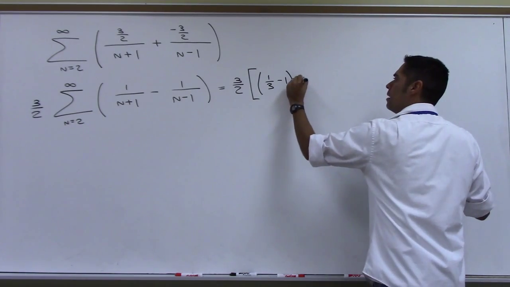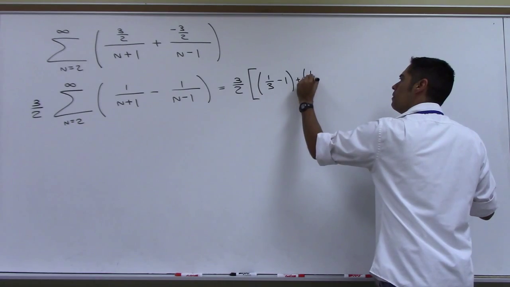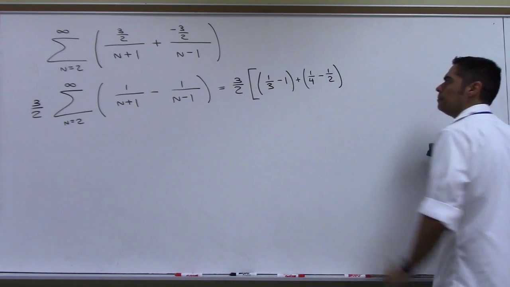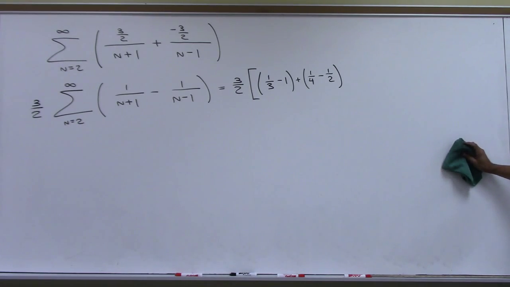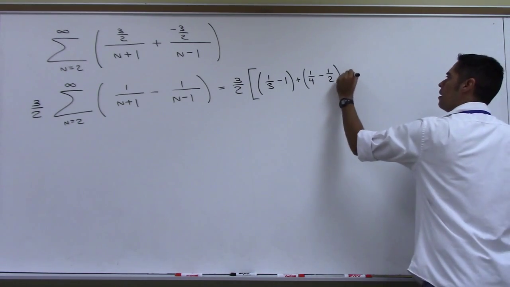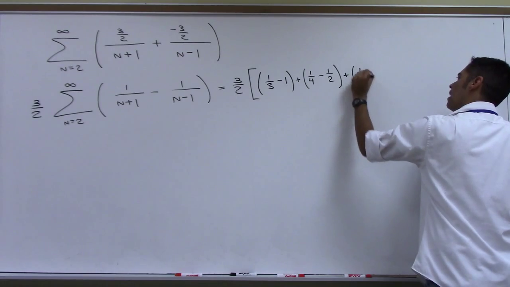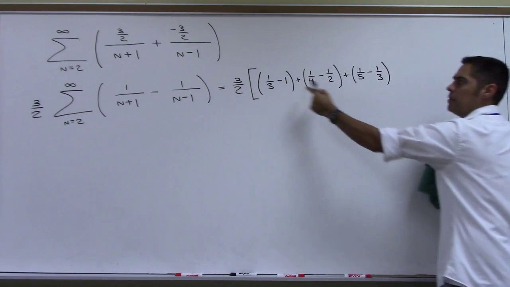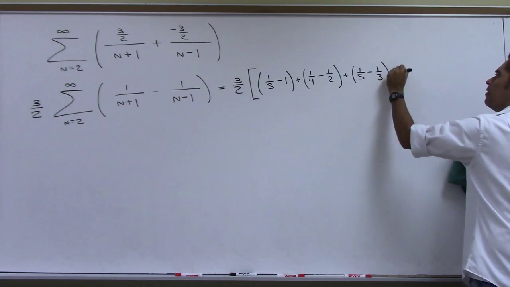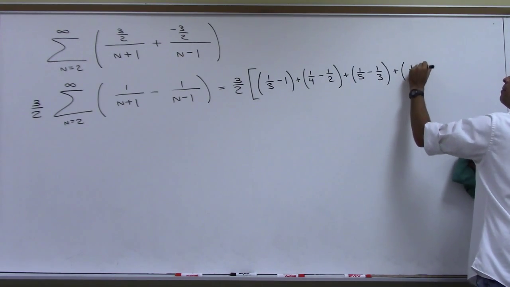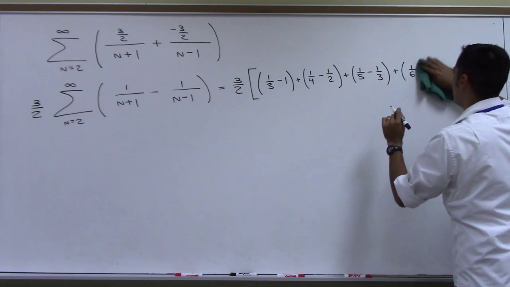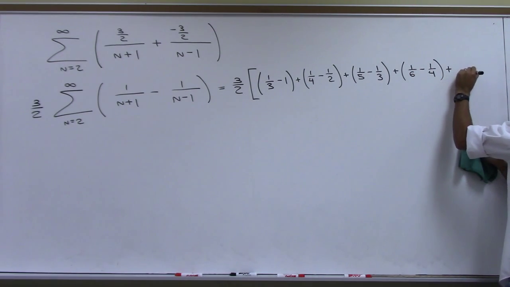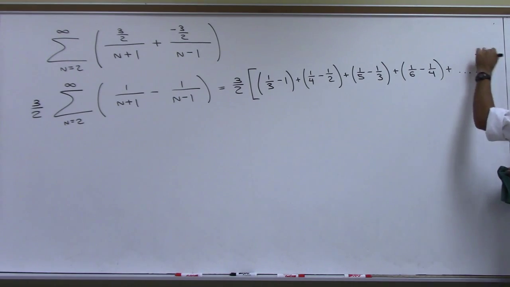Now plug in 3. We get 1/4 minus 1/2. Keep going. 1/5 minus 1/3. Oh, you see it? There's going to be a canceling right there. And then 1/6 minus 1/4. There's another canceling, isn't it? Yes? And that keeps going forever.